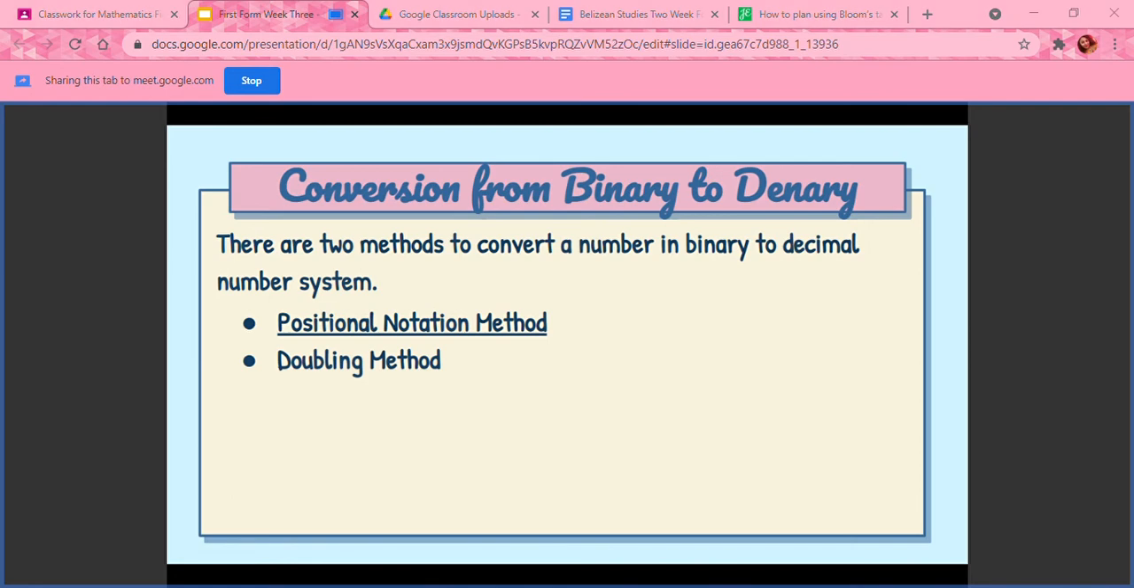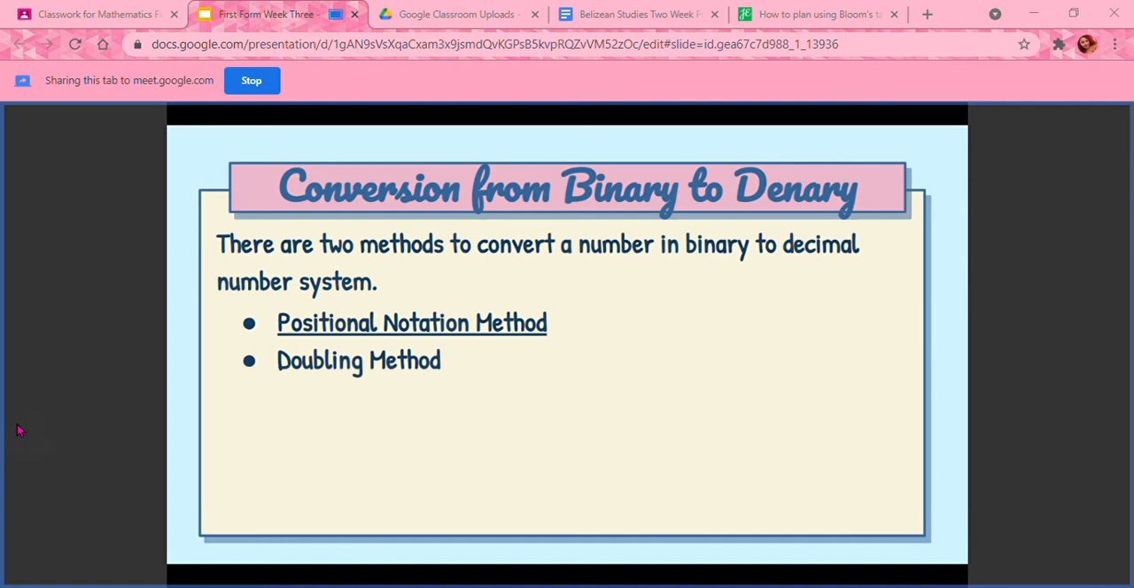There are 2 methods in how we can do this. We are only going to be looking at one method: the positional notation method. That is a very big name for something that is very easy. Positional notation means that I'm working with the place value. Where that number is, I'm just going to give it a value. And we're going to work with a few examples of that.